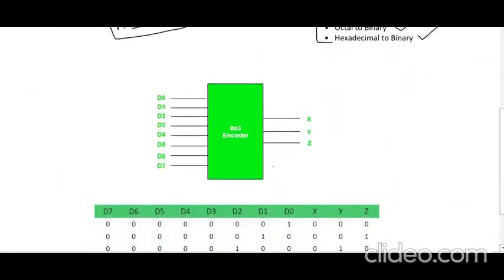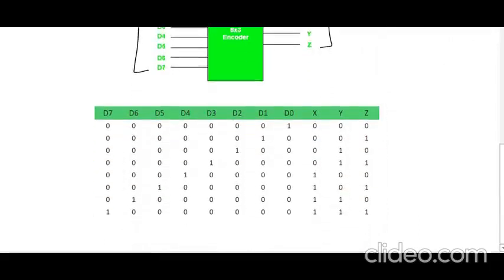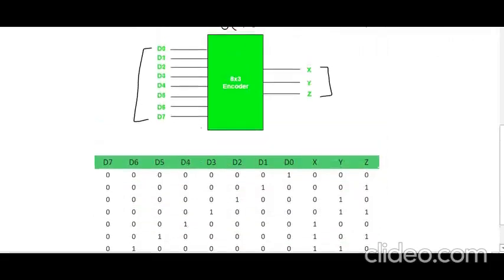Now let's take an example of this 8 to 3 octal encoder. Let's take an example where I have 8 input lines and there are 3 output lines. So you can take that relationship n is equal to 8, which is 2 to the power 3. So 3 is the number of output lines over here. I have already written a truth table over here. My inputs are D7 to D0 and the outputs are X, Y, Z.